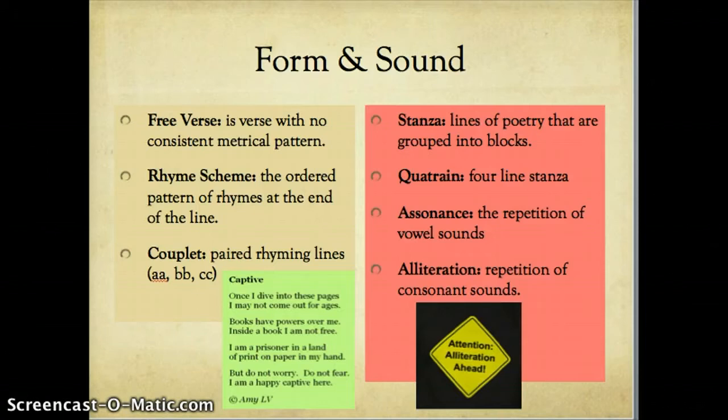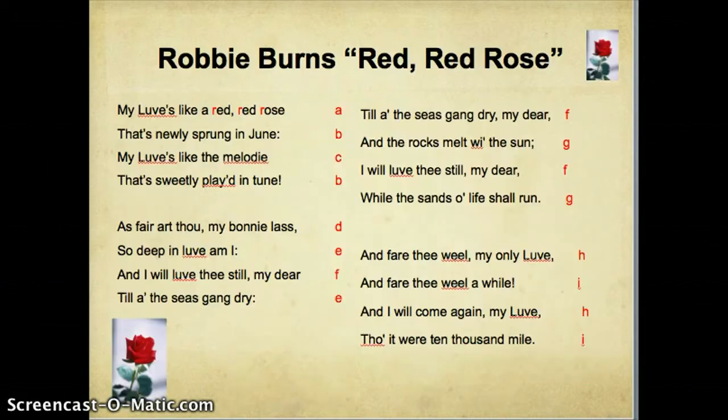So assonance and alliteration. Alliteration is the repetition of consonant sounds, and assonance is the repetition of vowel sounds. So you can distinguish between these two types of sound in a poem. Okay, so we're going to look at an example of a poem, and I'll do a little bit of explanation of how we can interpret or talk about a poem like this one.